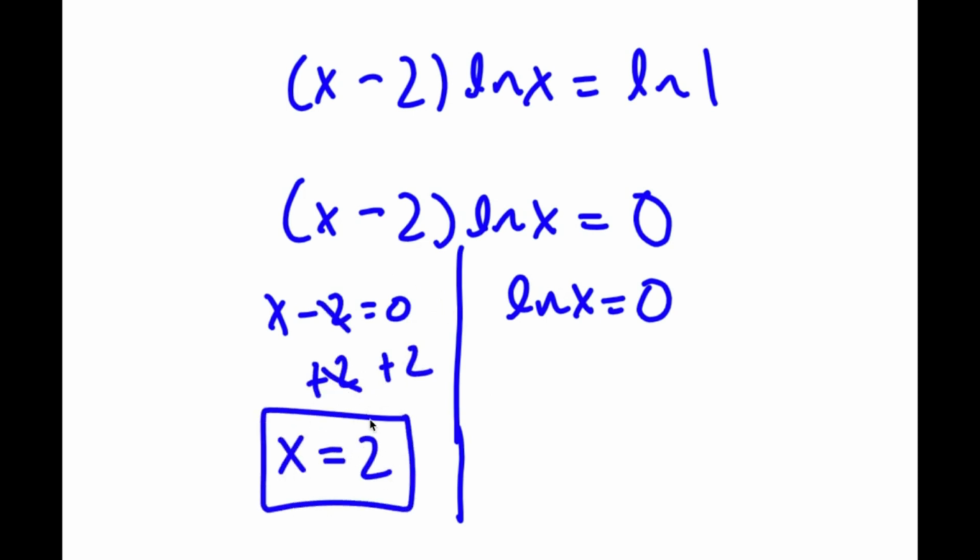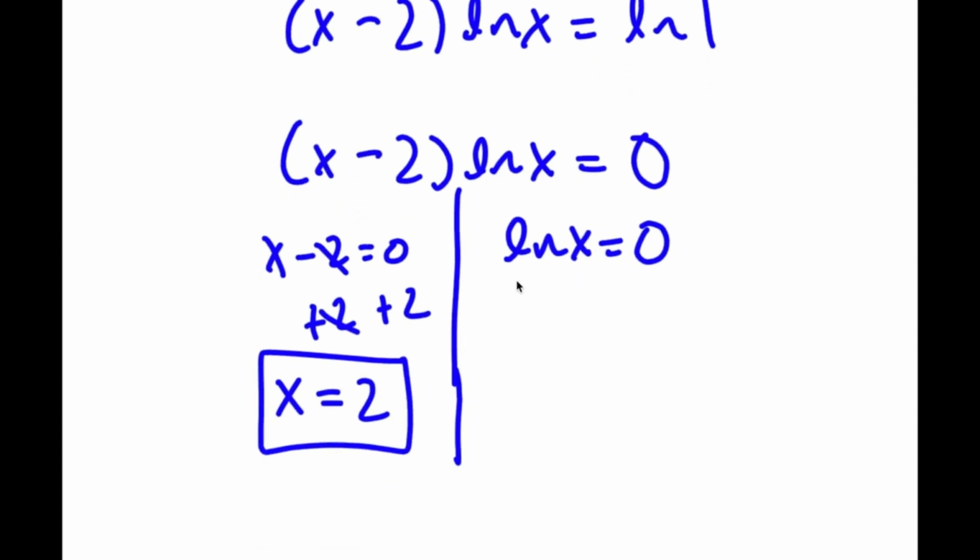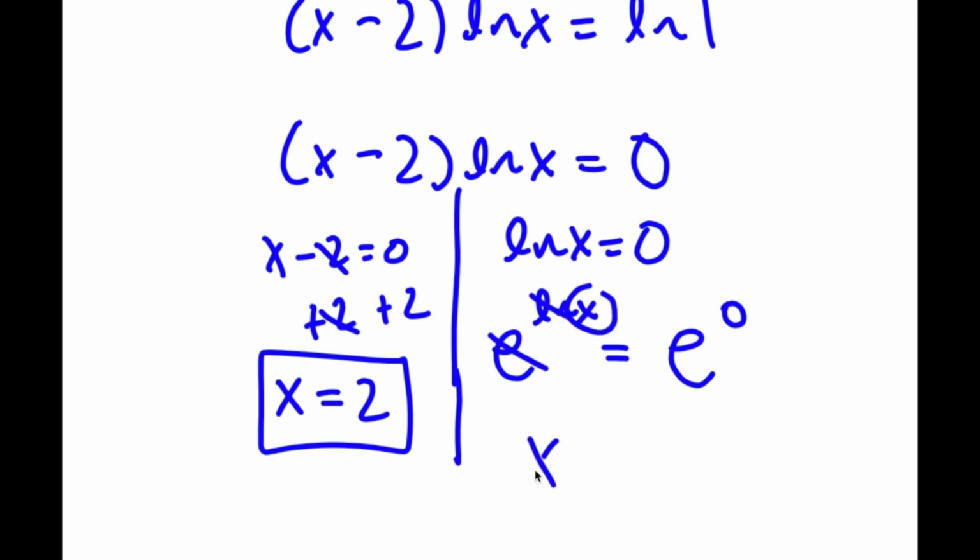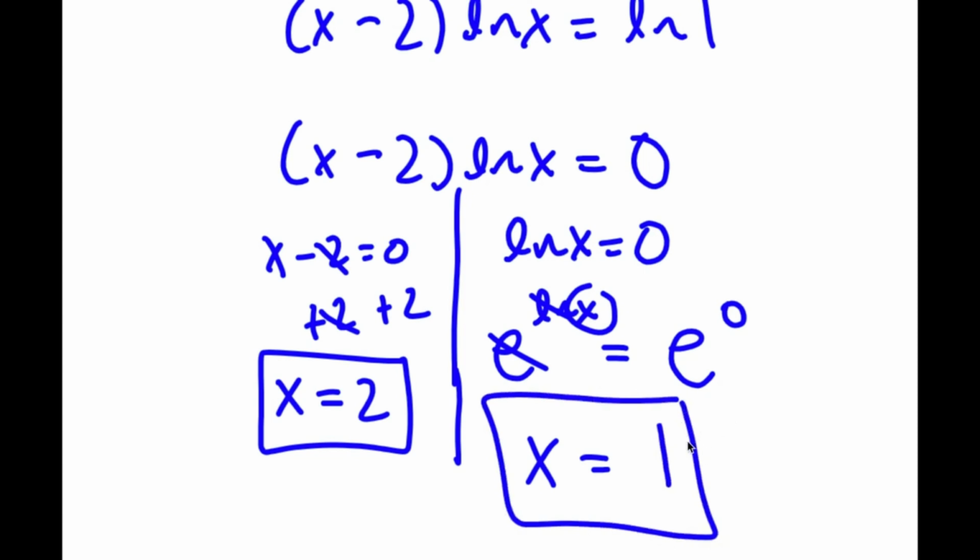Now for ln x equals 0, I'm actually going to take e to the power of both sides. So now I have e to the power of ln x is equal to e to the power of 0. Now e and ln, these two simply cancel out. So for my left-hand side, all I'm left with is x is equal to e to the power of 0, which is 1 because anything to the power of 0 is 1. So I have x equals 1. So these are my two solutions.